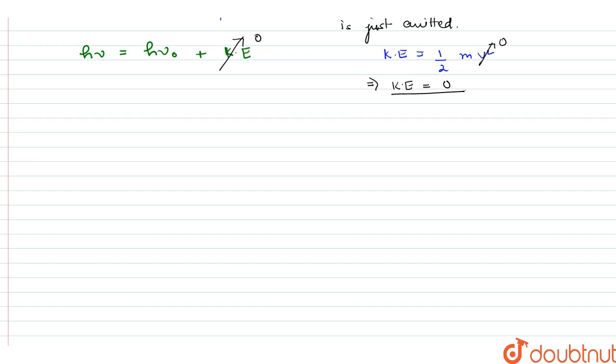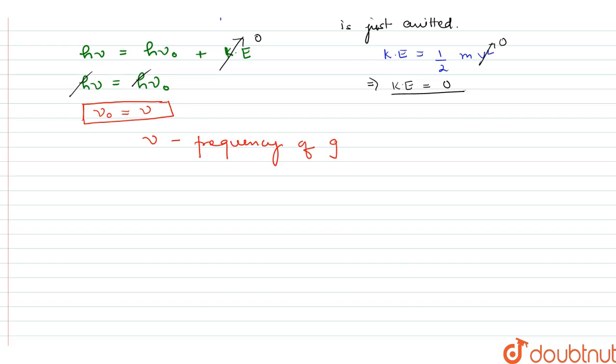Hence what is the equation left with us? The equation left with us is h nu is equal to h nu naught. From here this h and h we can cancel from each other. Hence we can conclude that nu naught, that is threshold frequency, is equal to nu, that is the frequency of the given radiation. So how can we find out the frequency of the given radiation?